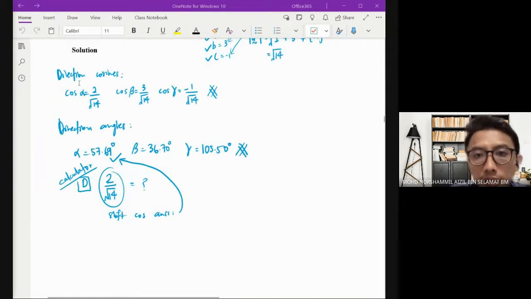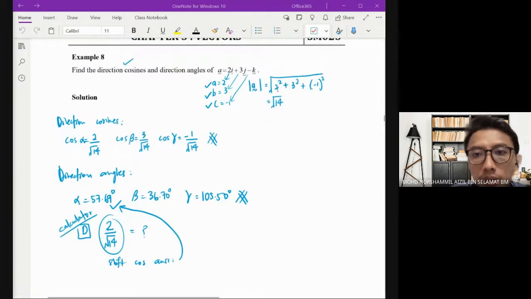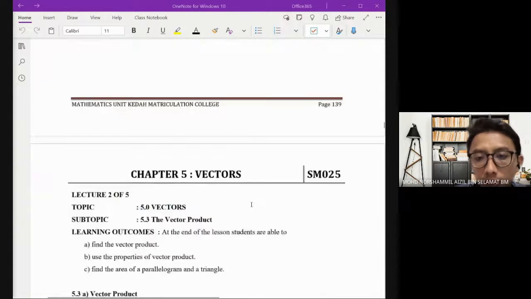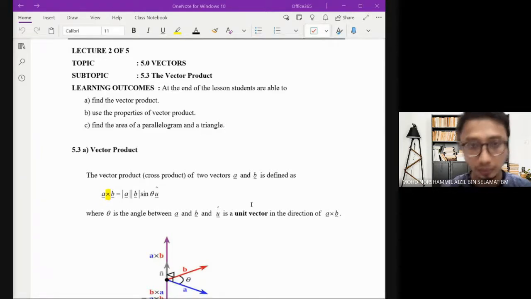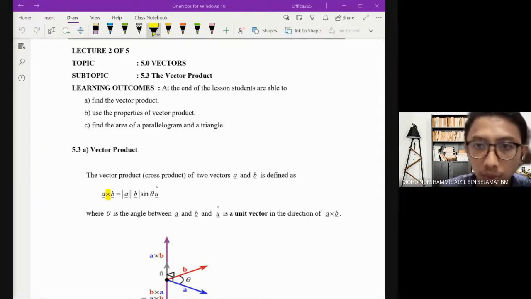Nampak ni, direction cosines dapat apa kan? Mula-mula kita cari magnitude lah. Magnitude and then 2 over root 14, 3 over root 14, minus 1 over root 14 going to be your direction cosines. Okay, and then direction angle, simply solve your direction cosines by using your calculator and then you will get your direction angles. So that one is the last time. So let's proceed with lecture 2, 5.3, the vector product. So right now we are dealing with vector product.